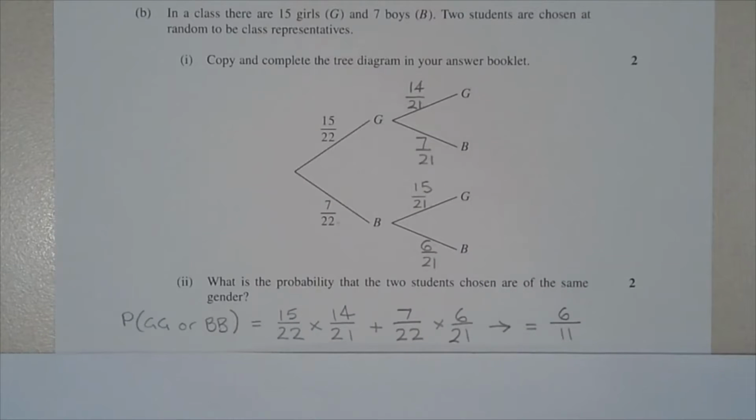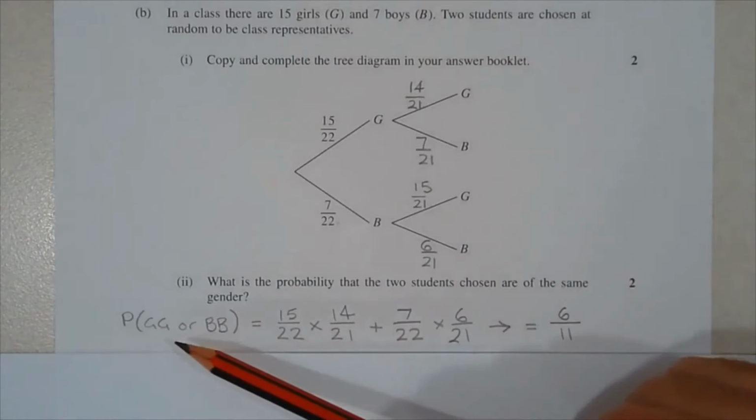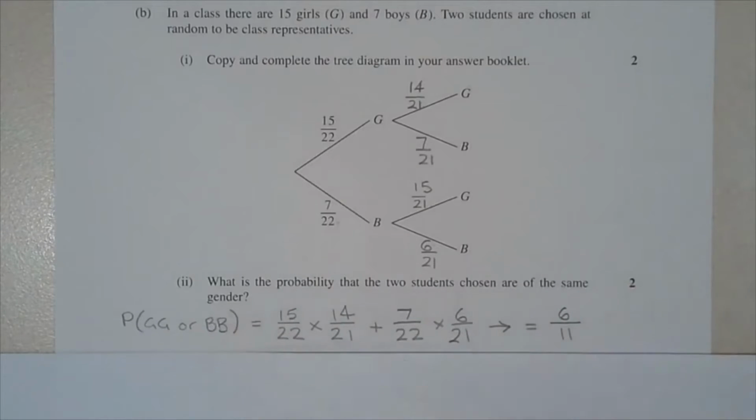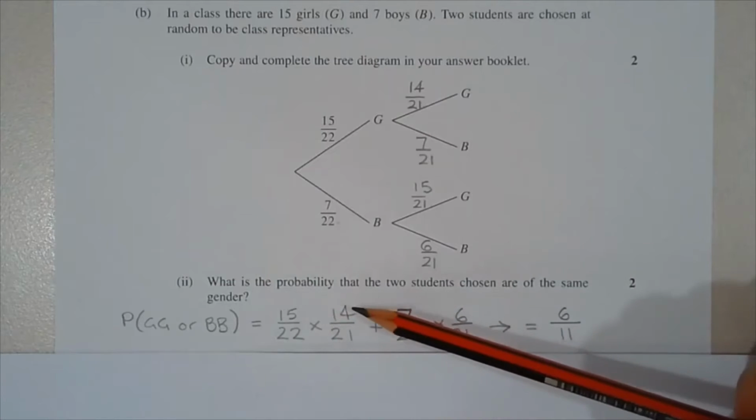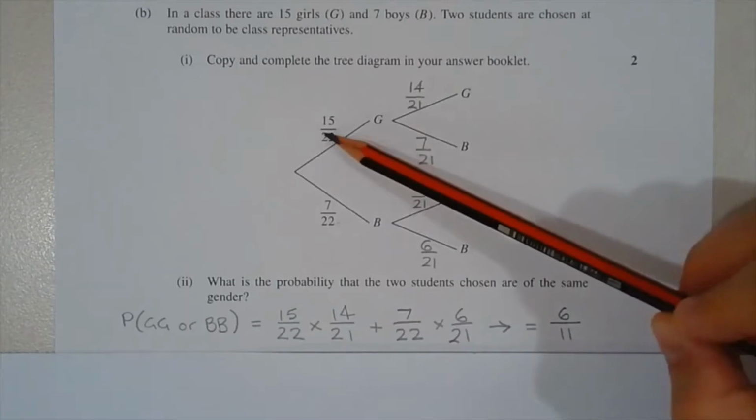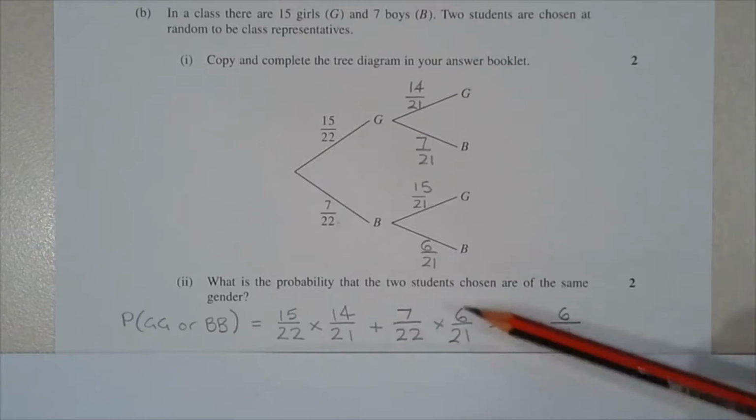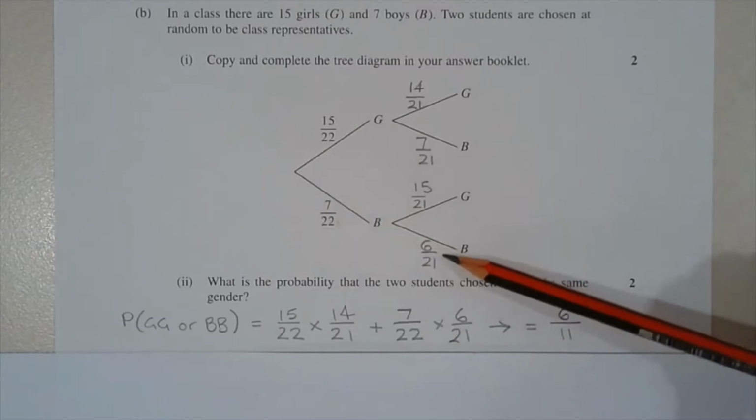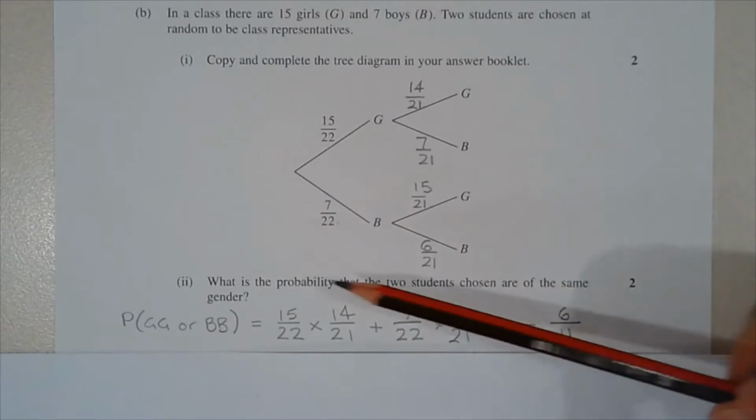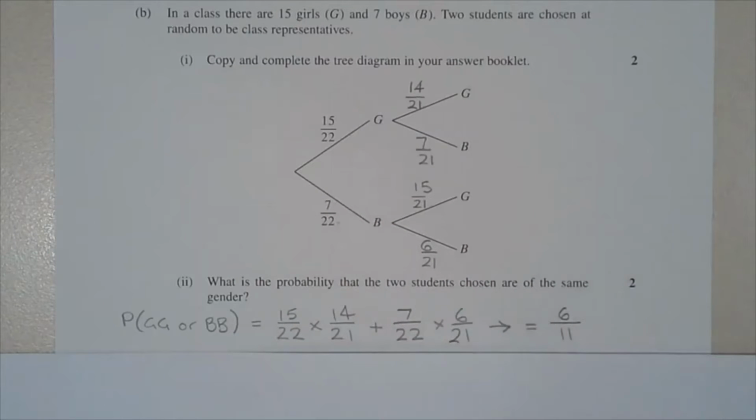And here is the calculation. So probability of 2 girls chosen or 2 boys chosen is equal to 15 out of 22 multiplied by 14 out of 21. So that's these 2 probabilities there, plus 7 over 22 multiplied by 6 over 21. So this probability times this probability there. Add those together, and that equals 6 out of 11.